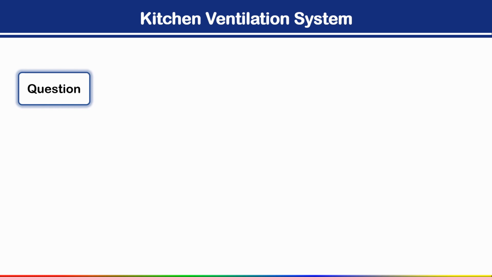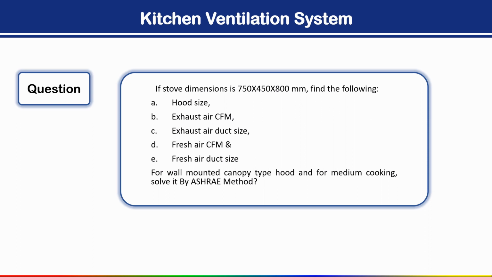So here I have taken one question so you can easily understand the method. Suppose your stove dimension is given as 750 by 450 by 800 mm. We have to find out the hood size, length and width of that hood, exhaust air CFM, exhaust air duct size, fresh air CFM and fresh air duct size. Fresh air duct size and exhaust air duct size I have already discussed in the previous part. So here we have to solve this problem by using the ASHRAE method. Second method we have to see. So let's see.